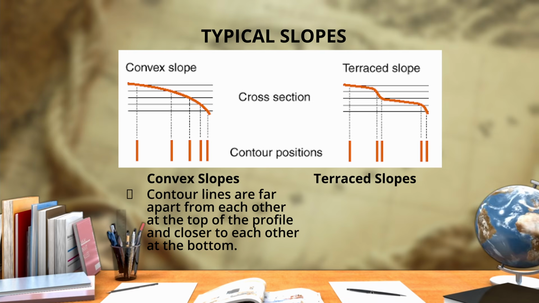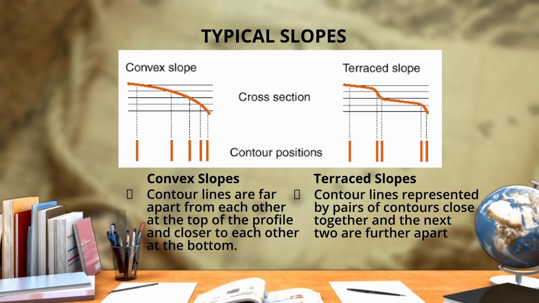Then we have a terraced slope, whereby the contour lines are in pairs. Two lines closer to each other, and then there is a space, another two lines closer to each other, and then there is a space, another two lines closer to each other. That is our terraced slope.